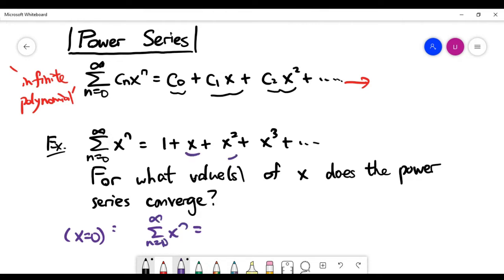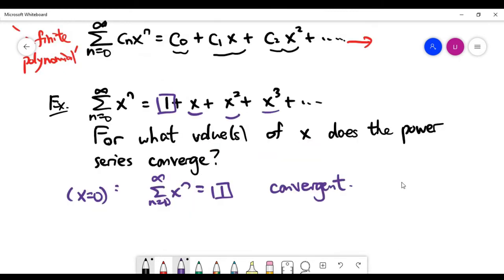Because when x is 0, all the terms are actually 0, right? Basically it means the infinite sum is just the first non-zero term, which is the constant term 1. And of course, in that case, we can say it is a convergent power series when x is 0. And let's check out other values of x also. For example, if you put x equals 1.